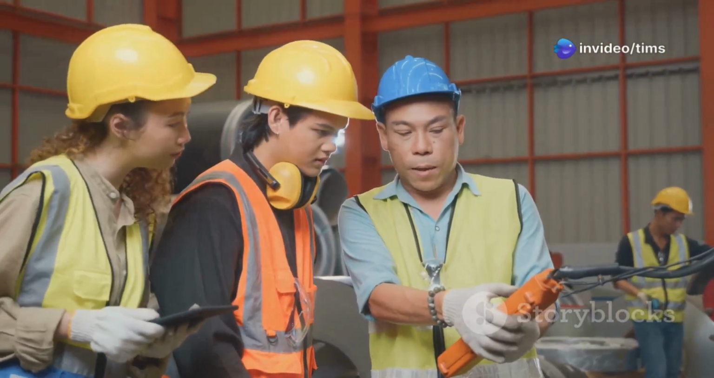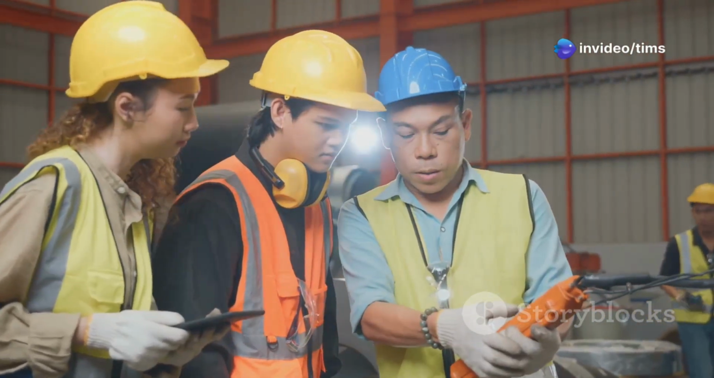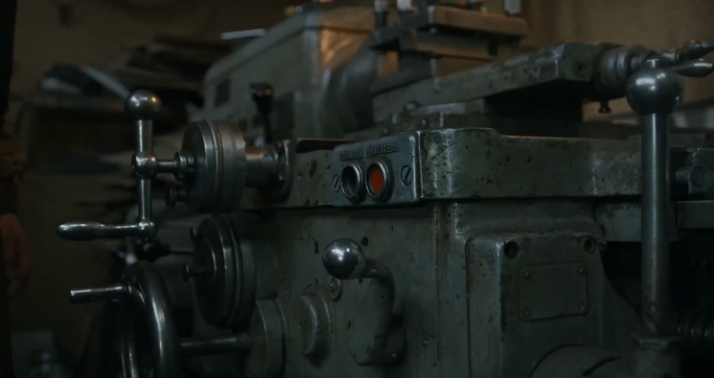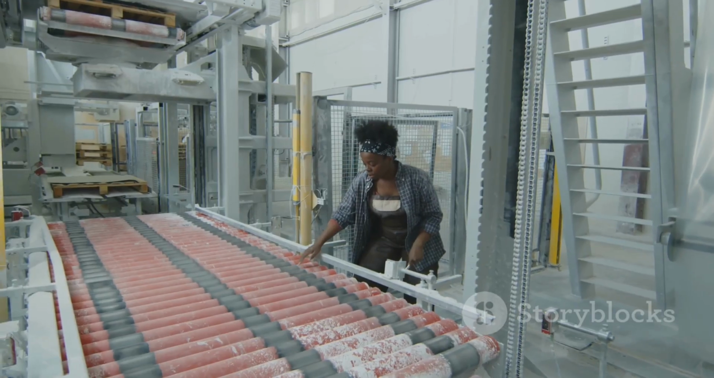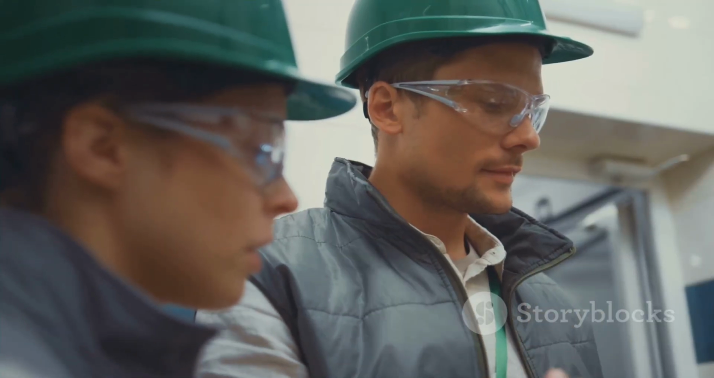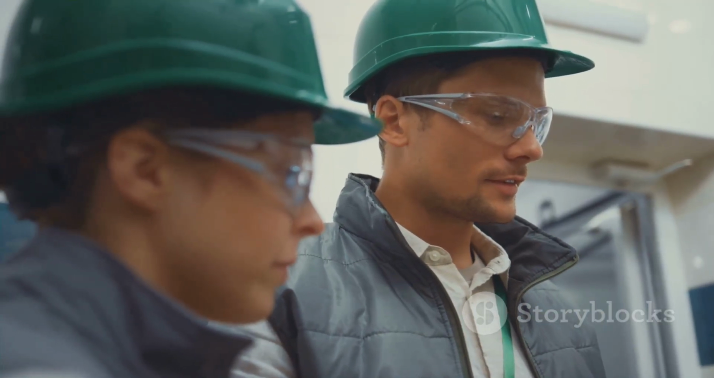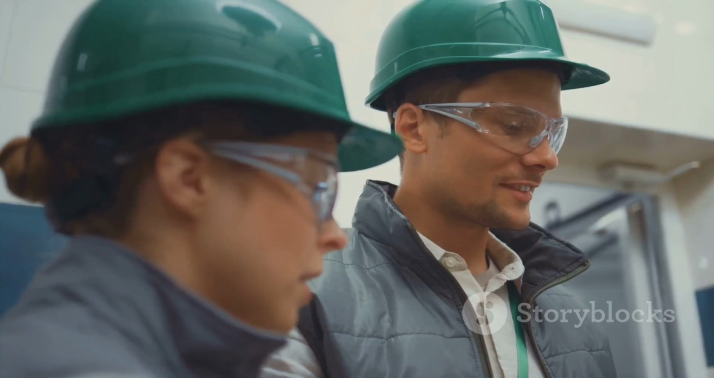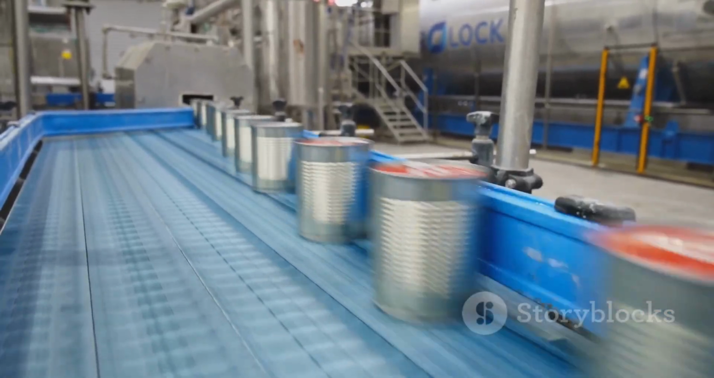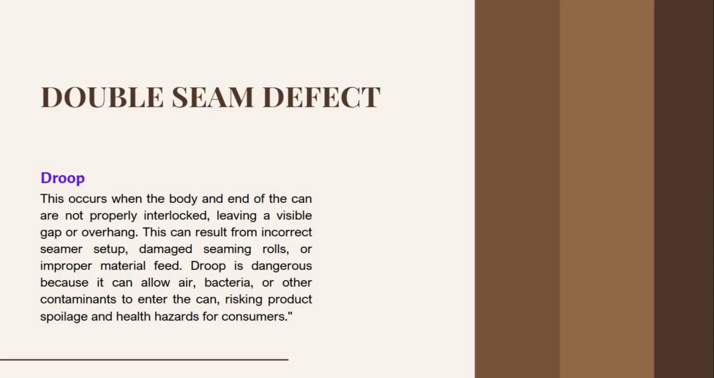Proper training for machine operators is also important. Operators should be knowledgeable about curl formation and the factors that can affect it. This knowledge empowers them to maintain consistent quality. By focusing on prevention and quality control, manufacturers can minimize curl defects, reduce waste, and ensure the production of high-quality, reliable cans. So the next is the double seam defect.